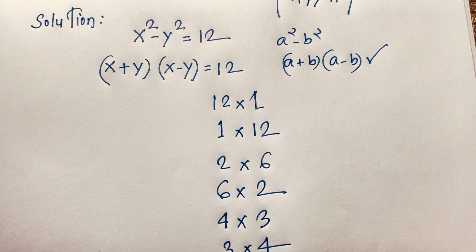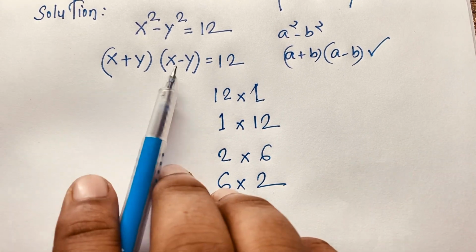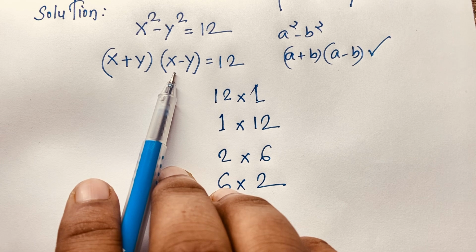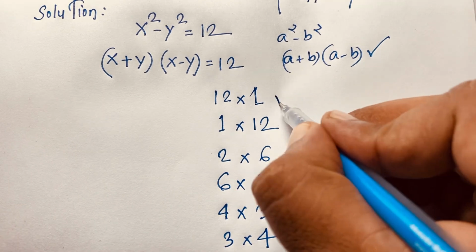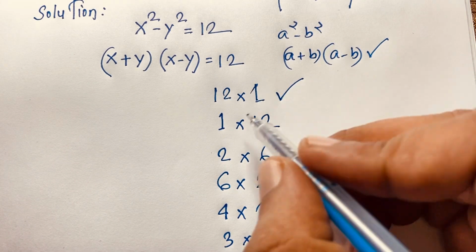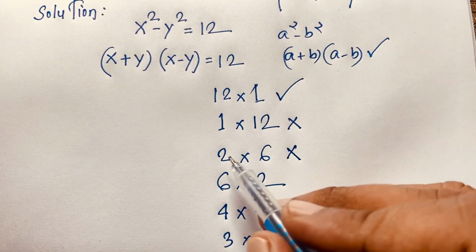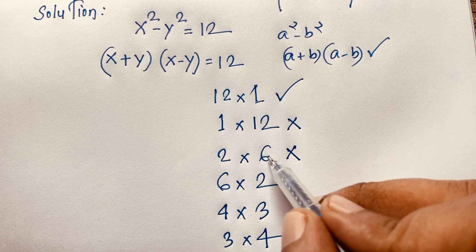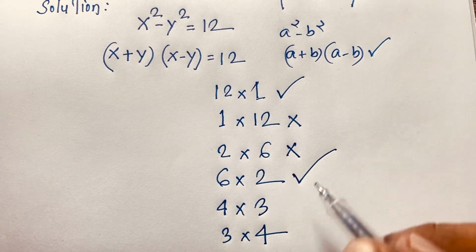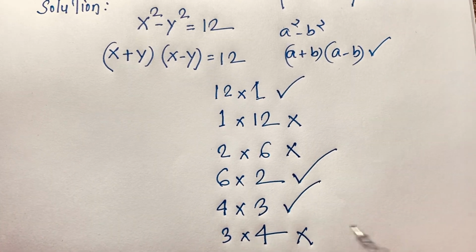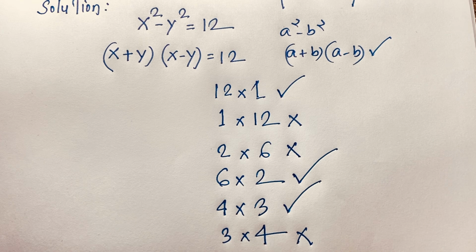Now at this moment, if I compare, x plus y is always greater than x minus y. So 12 times 1 is possible, because 12 is a big number, and 1 times 12 is rejected. 2 times 6 is rejected also because 2 is a small number and 6 is a big number, and 6 times 2 is possible. 3 times 4 is not possible because here is 3 and this is 4. So we will find out here are 3 cases.